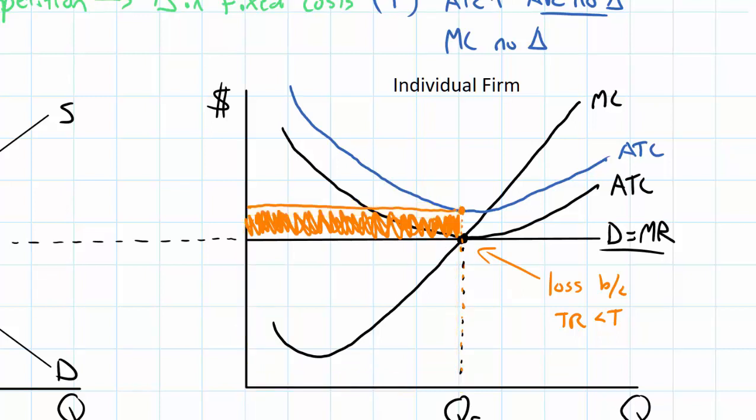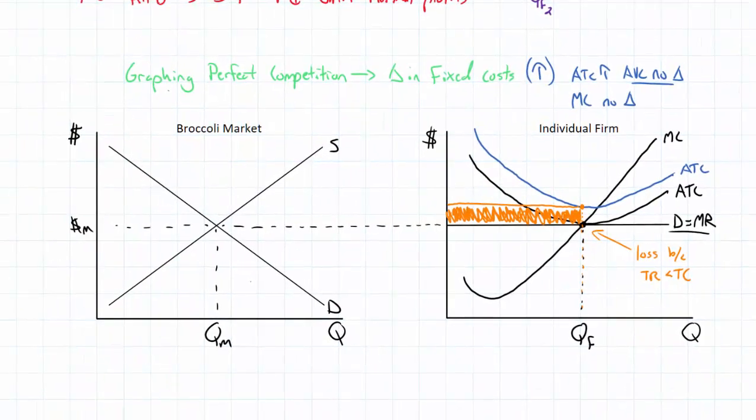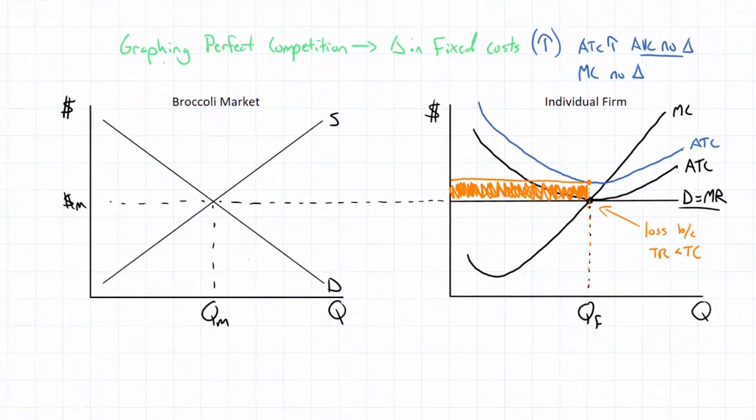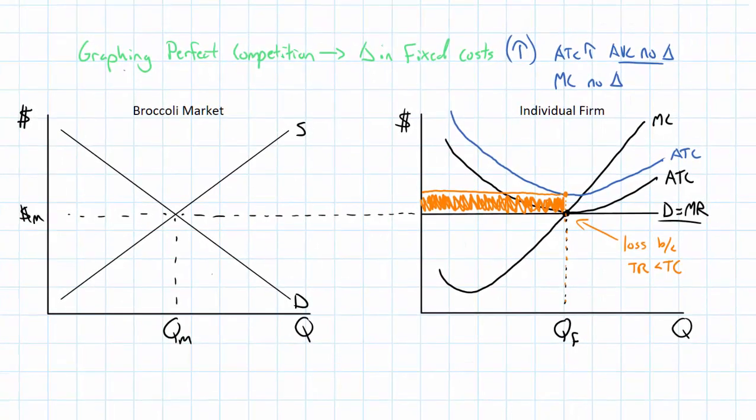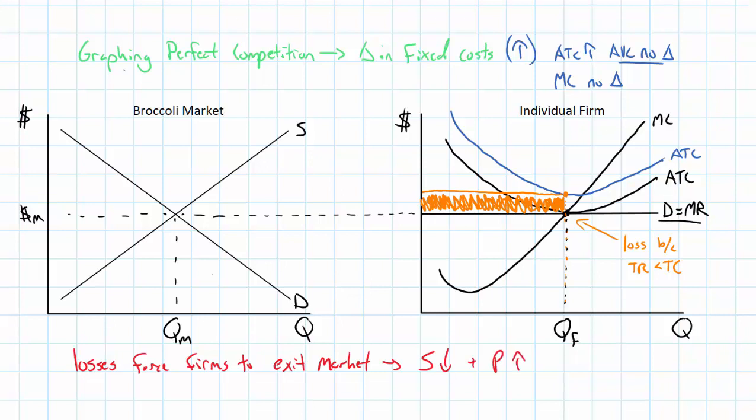Now that I have my area of losses, let's talk about what's going to happen in the long run. So if firms are experiencing economic losses and they're still producing at their profit maximizing price and quantity, what's going to happen now is that these losses are going to force firms to exit the market. So I'll make a quick note here. Losses force firms to exit the market. And now, when we're talking about exiting the market, we are now transitioning from the short run to the long run. So in this case, the supply is going to decrease and the price will increase until all firms earn a normal profit. Normal profit. And I will show that now in the graph.